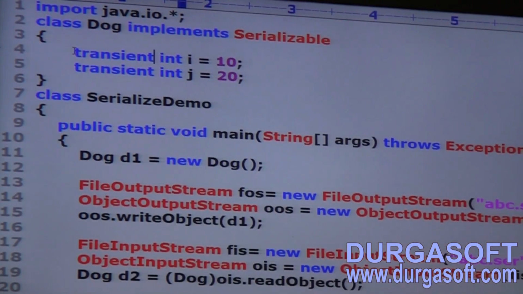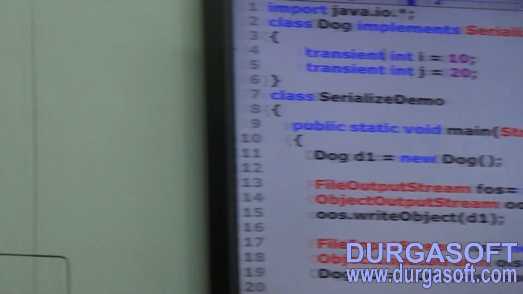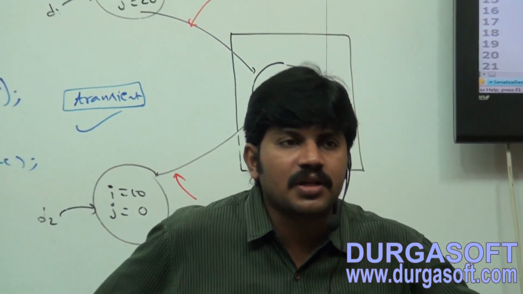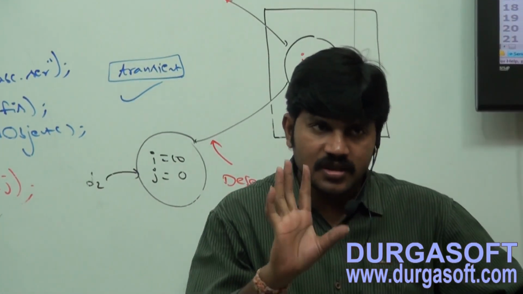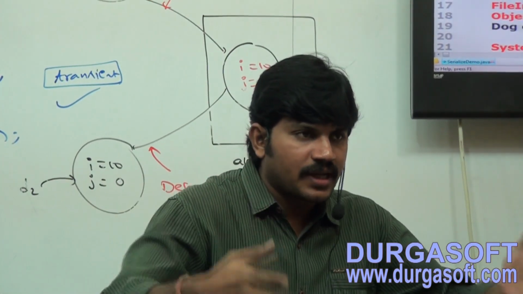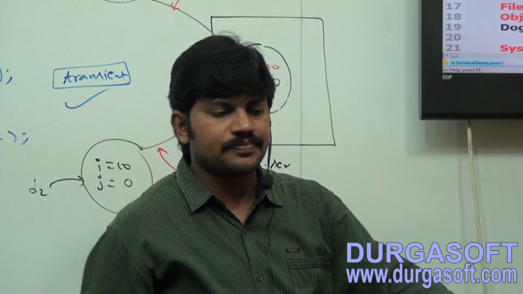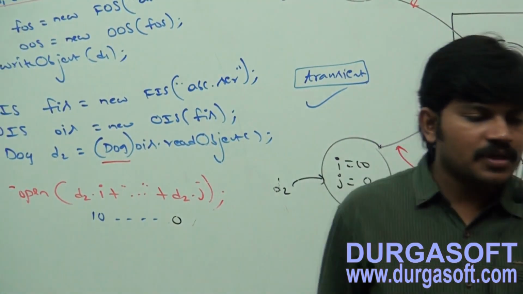At the time of serialization, if you don't want to save the value of a particular variable to meet a security constraint, that variable we have to declare with the transient keyword. Is it clear for all of you? To achieve security, the transient keyword plays the role in serialization, right?